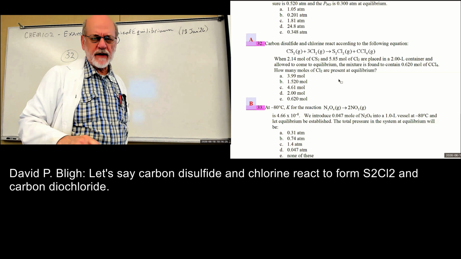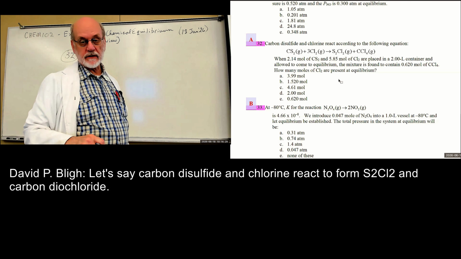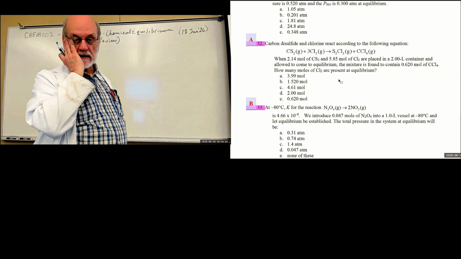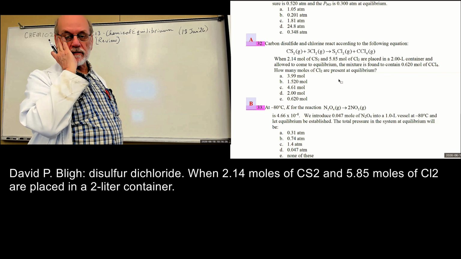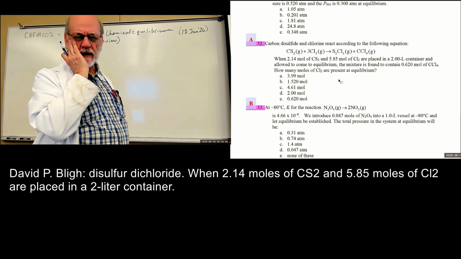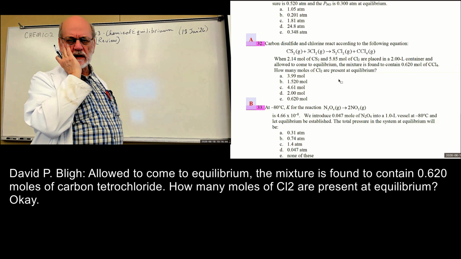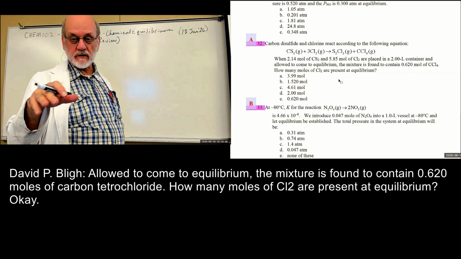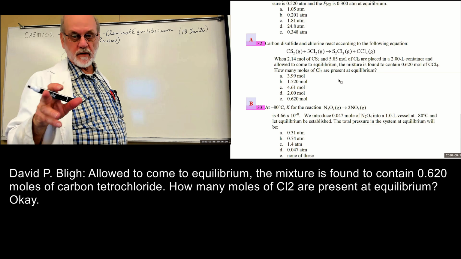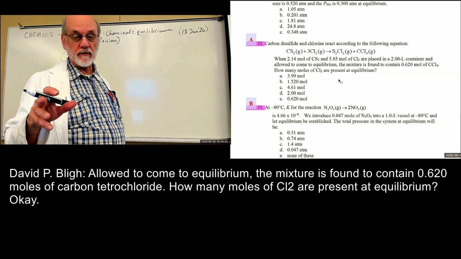Let's say carbon disulfide and chlorine react to form S2Cl2 and carbon tetrachloride. Disulfur dichloride. When 2.14 moles of CS2 and 5.85 moles of Cl2 are placed in a 2-liter container and allowed to come to equilibrium, the mixture is found to contain 0.620 moles of carbon tetrachloride. How many moles of Cl2 are present at equilibrium?